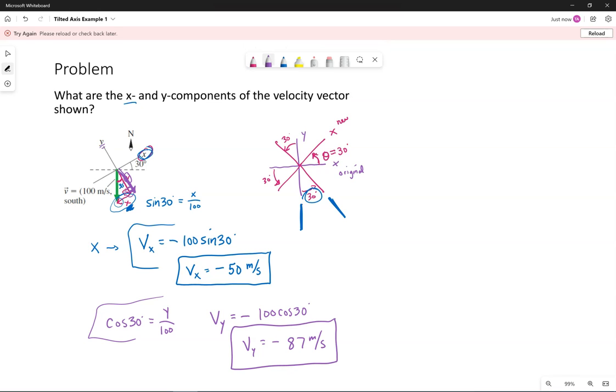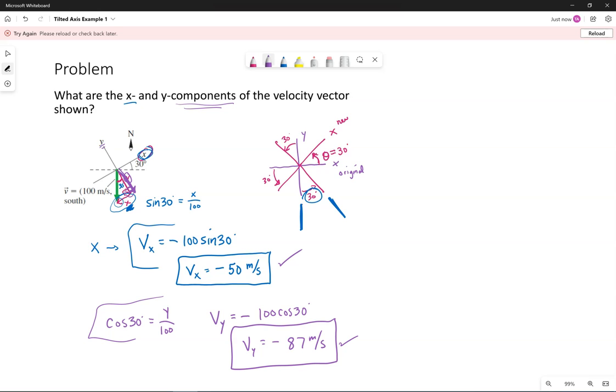This particular problem is asking for components, so we're done. Here's my x component in the coordinate system given in the problem. It points in the negative x direction by 50 meters per second. Here's the y component in the coordinate system given. It points in the negative y direction and at 87 meters per second.